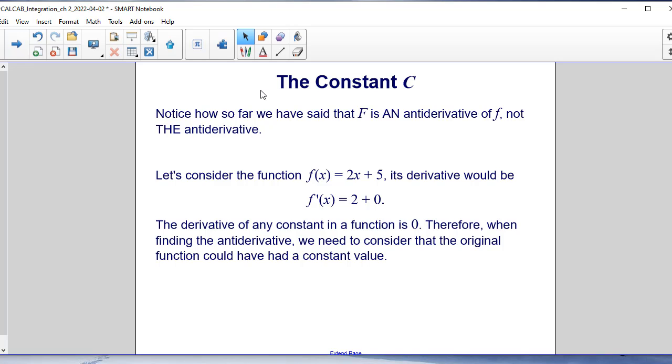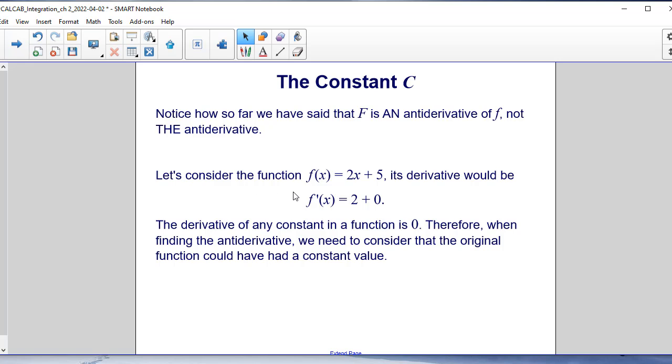Let's turn our attention to the constant C, sometimes known as the constant of integration. So far, have you noticed that we have said that F is an antiderivative of f, not the antiderivative, meaning that there could be more than one option?